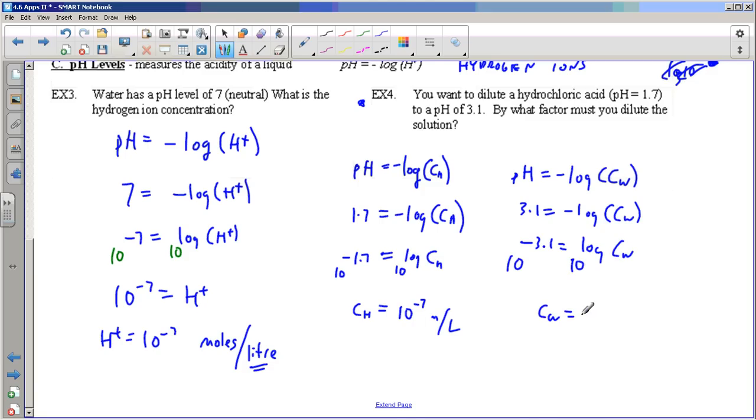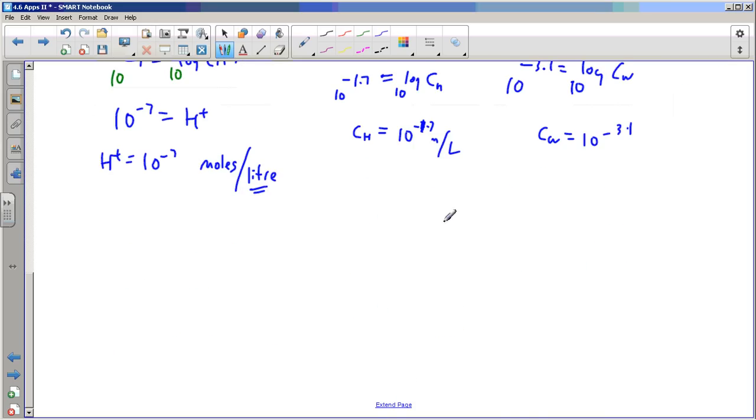So now, which of these numbers is bigger? This is supposed to be 1.7 here, right? Well, this is like 0 and then some, 1, right? Because I'm just moving the decimal place to the left almost 2 spots. This has got 3 decimals before I get any digits, right? So this one is a lot bigger. This one is a lot more concentrated.